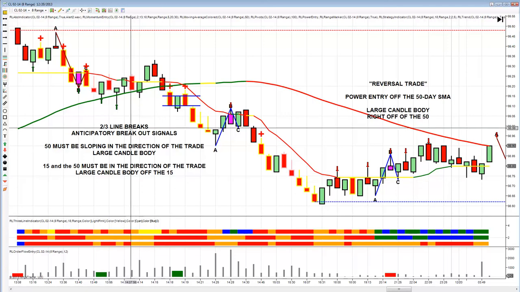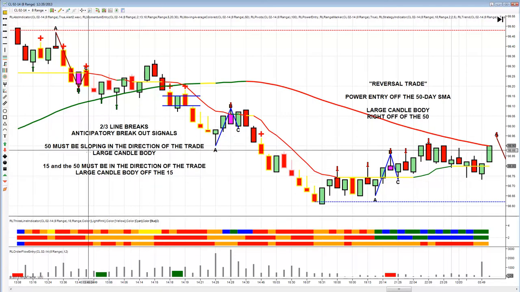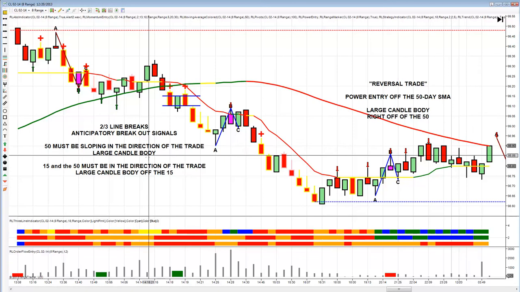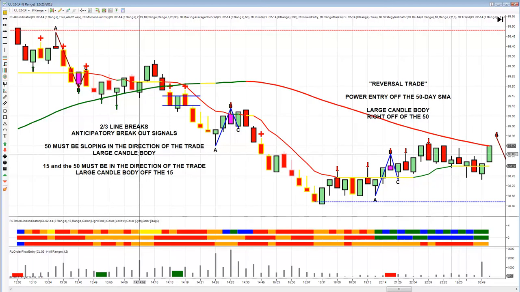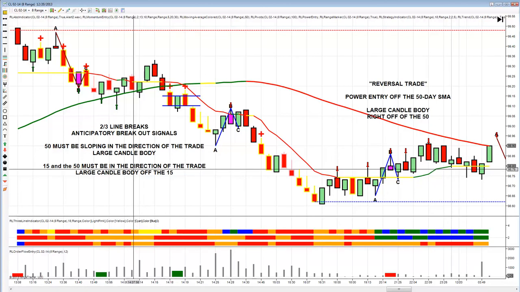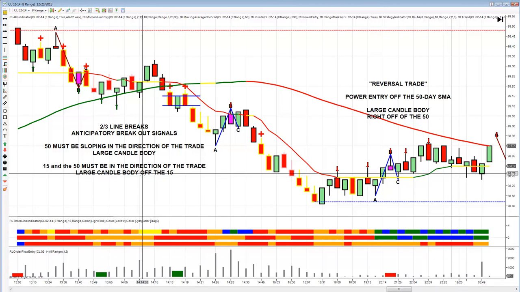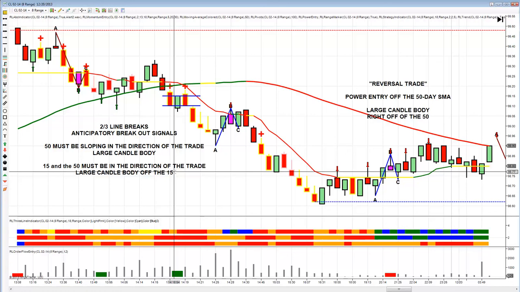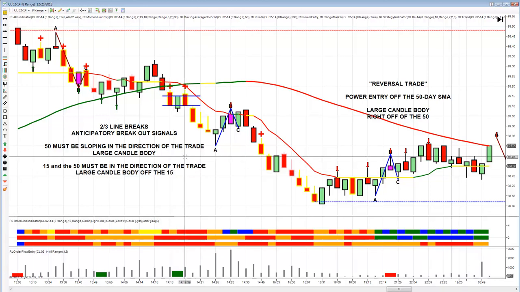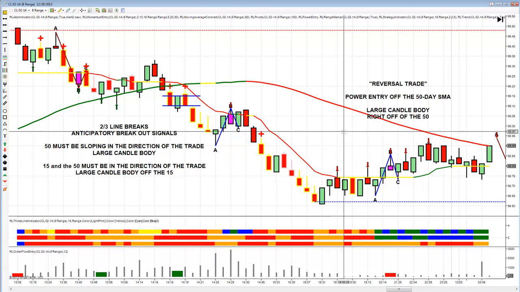And these are our 2 or 3-line breaks. Anticipatory breakout signals. The 50 must be sloping in the direction of the trade with a large candle body on a 2 or 3-line break of the 50. On a 2 or 3-line break of the 15, you must have the 50 and the 15 in the direction of the trade, and a large candle body coming right off the 15. Now, in essence, these really are all of our trades. These are all of our signals, and these are all of our rules. Now, when the market is displaying any other type of setup, we define it as being in chop.